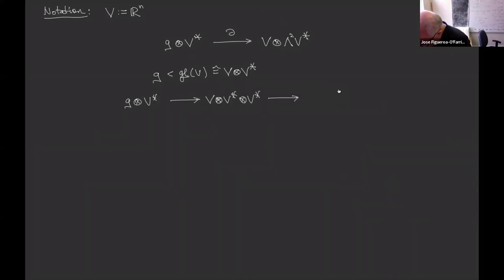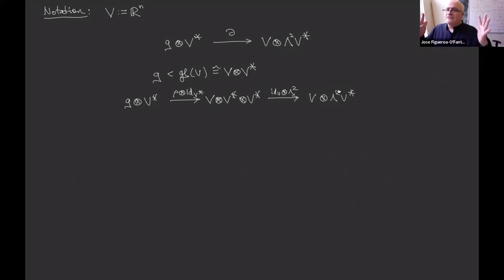So this, if you want, is the representation tensor identity on V star, and the representation of G is sitting inside GL(V). And this one is just identity of V tensor with the wedge 2. So this becomes V tensor lambda 2 V star. Anyway, the point is these are clearly G-equivariant maps. So you have a G-equivariant linear map between two G representations.